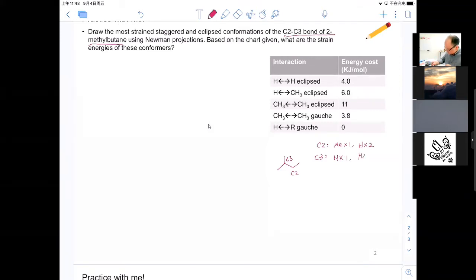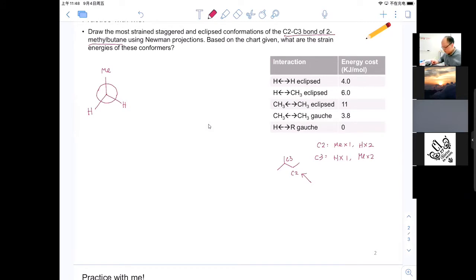But methyl, we have 2. All right, so now we can start to draw the staggered conformation first. If you look at this molecule through this direction, put the C2 in the front. I will draw here: front carbon, back carbon. On C2, we have a methyl group, and the rest are the hydrogens, okay?